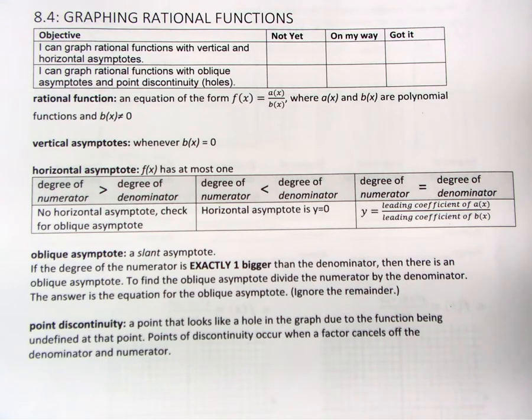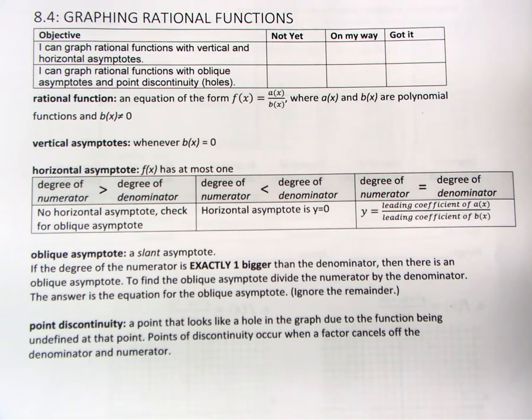Okay, in 8.3, we were talking about graphing reciprocal functions. Now in 8.4, we will be graphing rational functions. And rational functions have a variable both on the top and on the bottom. Rational functions can have three different kinds of asymptotes. They can have vertical and horizontal asymptotes, just like our reciprocal functions, but they also have the possibility of having an oblique asymptote, which is a slant asymptote.